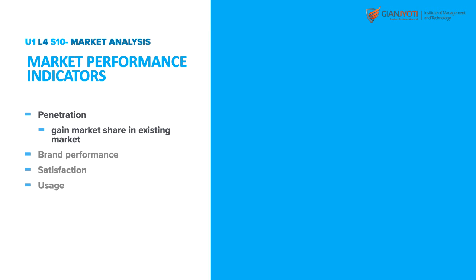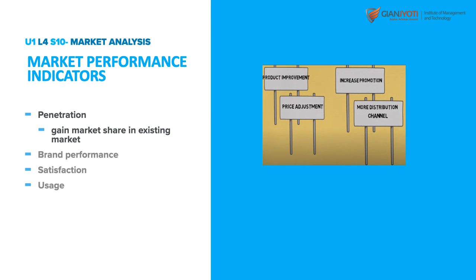So if I go to the next one, when we talked about penetration, I said that it means I want to gain market share in the existing market. So I'm not going to a new market. There are four ways to penetrate better. One is by improving the product, adding more value. The second is by lowering the price. The third could be that I increase the promotion. And fourth is that I add more distribution channels. So these are the four ways. And I need to collect the data for analytics for any of the four things which I am doing for the penetration.